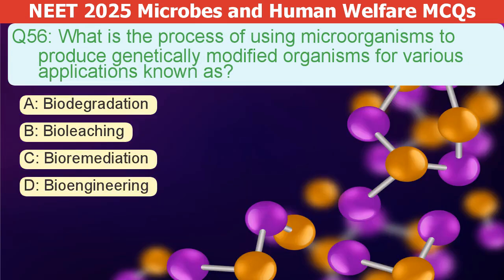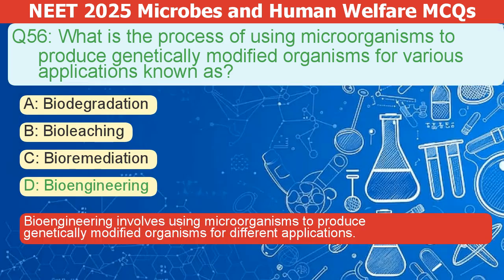What is the process of using microorganisms to produce genetically modified organisms for various applications known as? A. Biodegradation. B. Bioleaching. C. Bioremediation. D. Bioengineering. The correct answer is D. Bioengineering involves using microorganisms to produce genetically modified organisms for different applications.